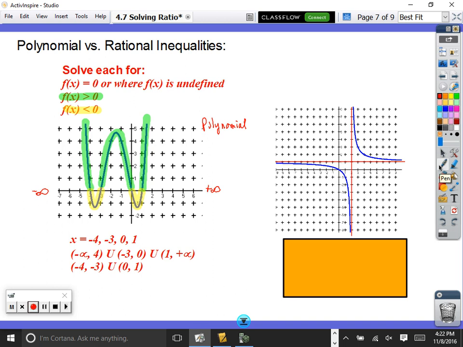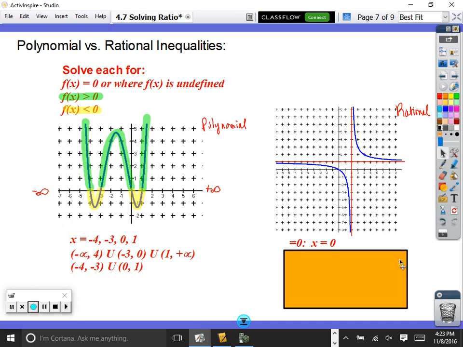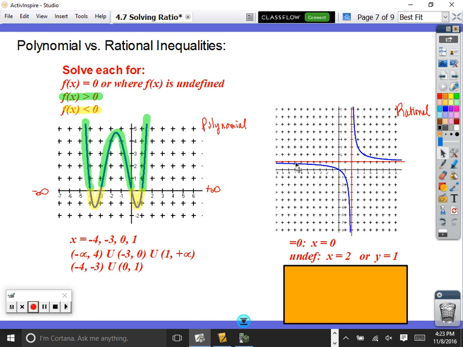This next graph, is it a polynomial graph or is it a rational graph? It is a rational graph because it is a hyperbola and we have asymptotes. So if we have asymptotes, not only can we see if the graph ever becomes 0, but we can also say where it is undefined. So first, the blue graph is 0 at this point, 0. It is undefined at x equals 2. It is also undefined at y equals 1.